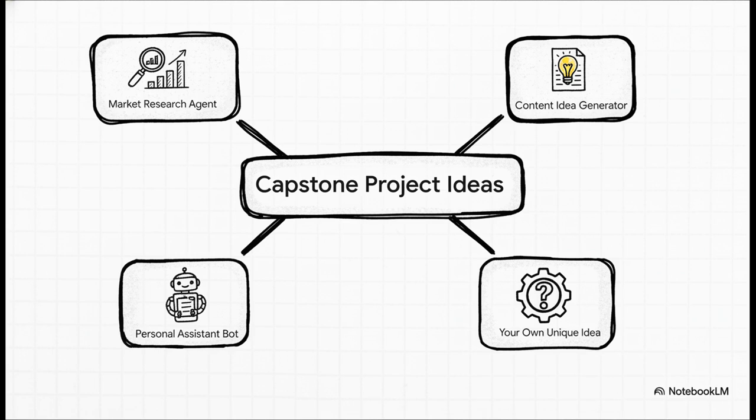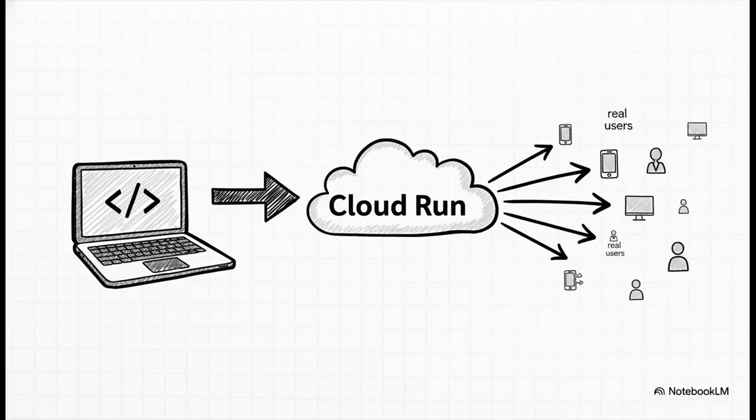You could build a market research agent just like Thandiwe did, or a content generator, a personal assistant, or hey, you can bring your own unique idea to life. And the key thing here is that these projects go live using a tool called Cloud Run, which is kind of like a launchpad for your app. You push it to the internet, and it's ready to handle real users and grow as much as you need it to. This isn't a practice run.